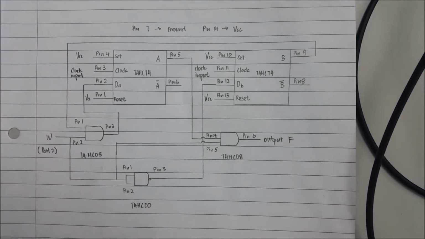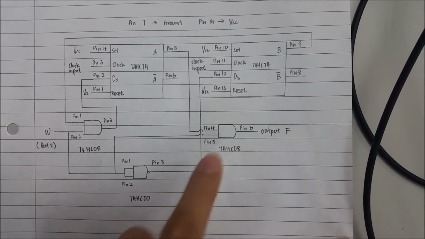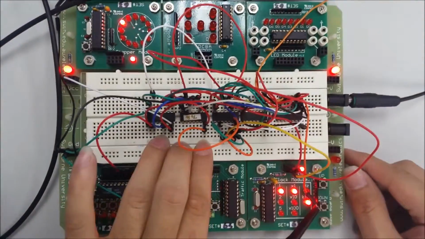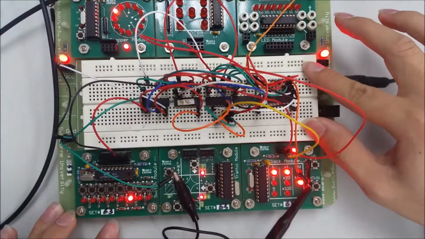As it is a Mealy machine, the output depends on the input. And we are using D-type flip-flops. This is our circuits. The front part here is from part 2 and the back part is from part 3. And this is our graph.